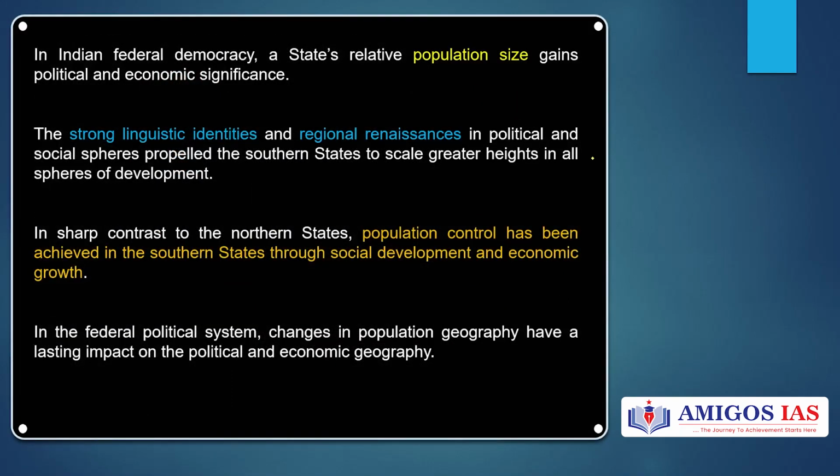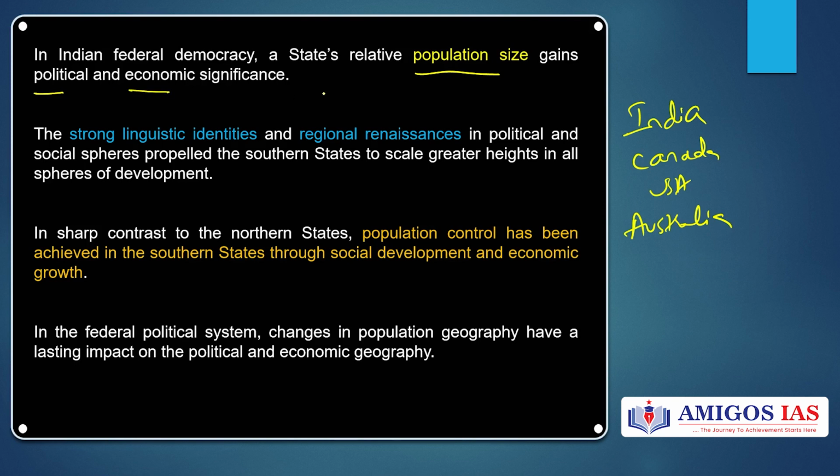In a federal democracy, India is a federal country, and then we have Canada, USA, Australia. These countries are having federations. In these countries, a state's relative population size has a lot of political and economic importance. For example, there are lot of linguistic identities and regional renaissances in political and social spheres in southern states. In southern states, we have seen a lot of social reforms, and because of strong linguistic identity, because they're based on languages, they reached great heights in all spheres of development.